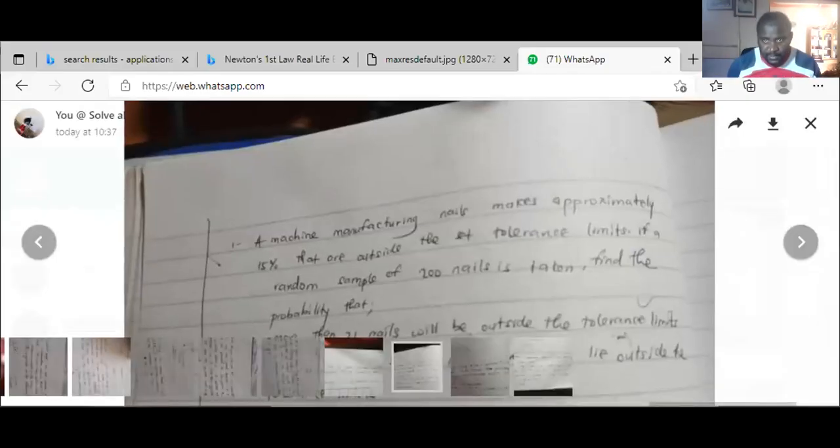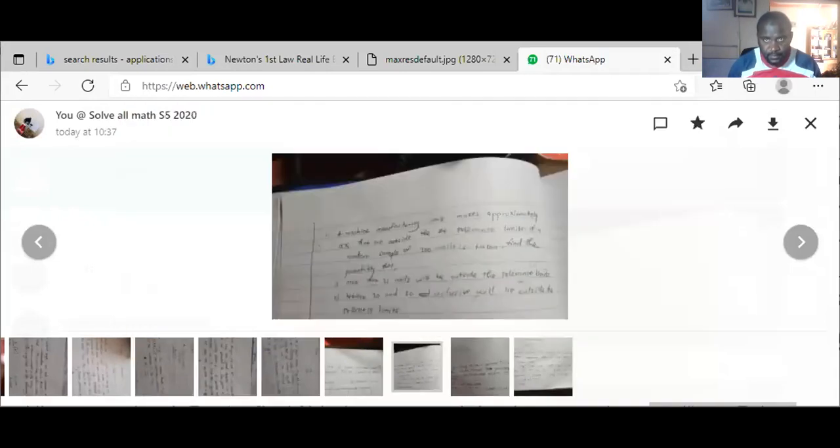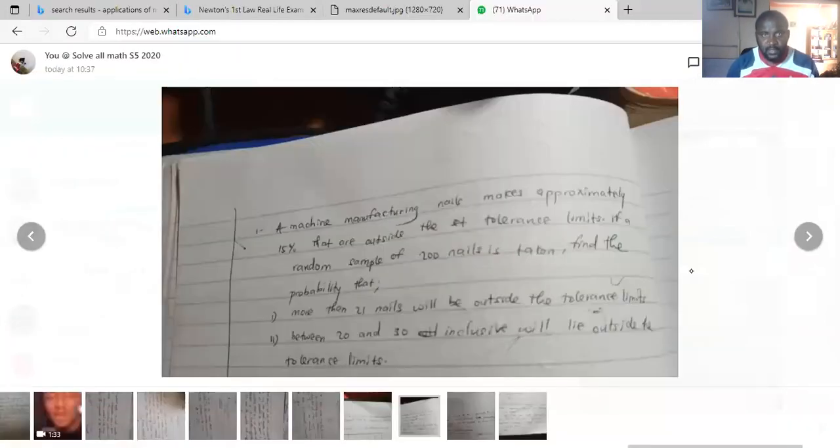Here is another question. A machine manufacturing nails makes approximately 15% that are outside the tolerance limit.